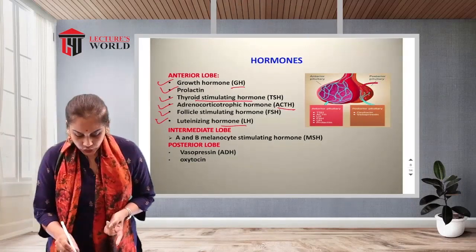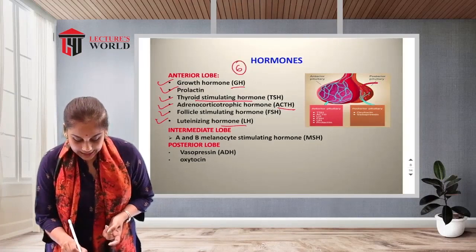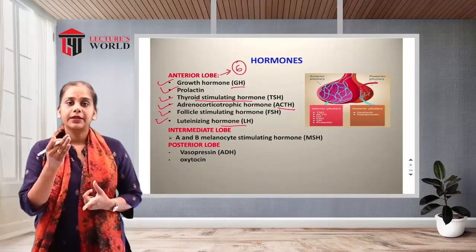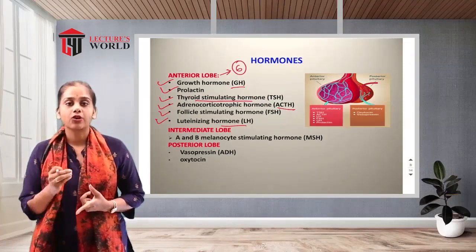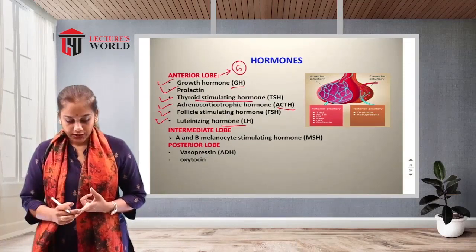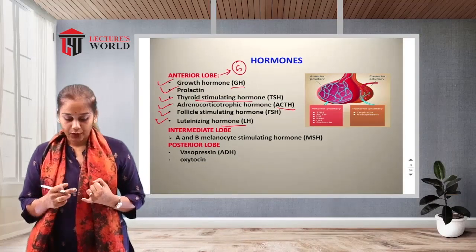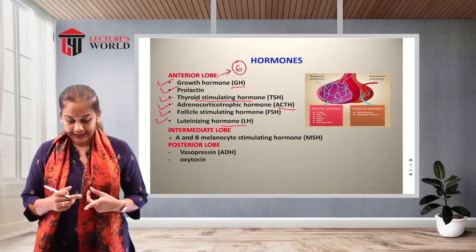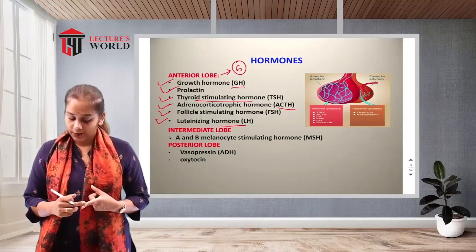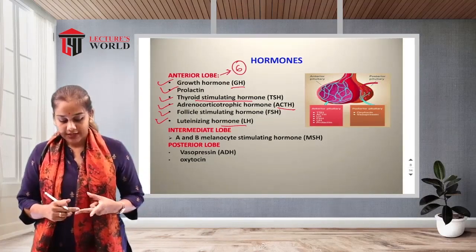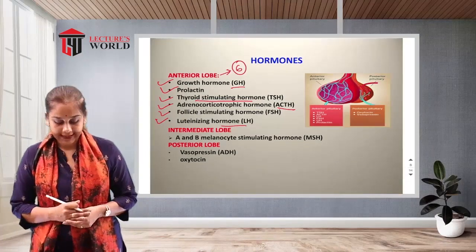So in total there are 6 hormones in the anterior lobe. The anterior pituitary secretes 6 hormones in our body. Which are they? First is growth hormone, second is prolactin, then TSH, then ACTH, then follicle stimulating hormone, FSH, and last, luteinizing hormone, LH.